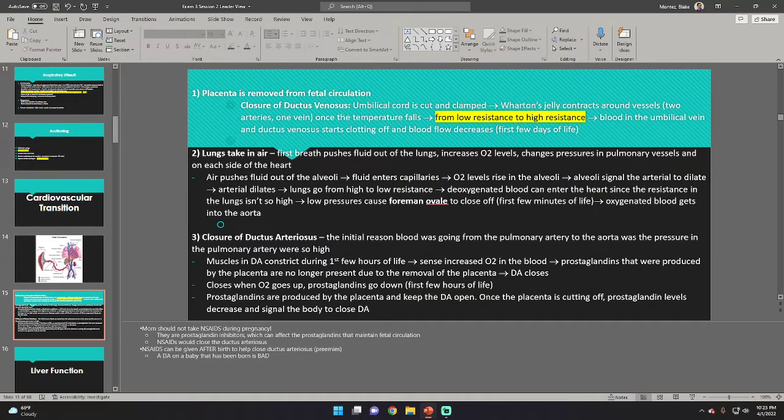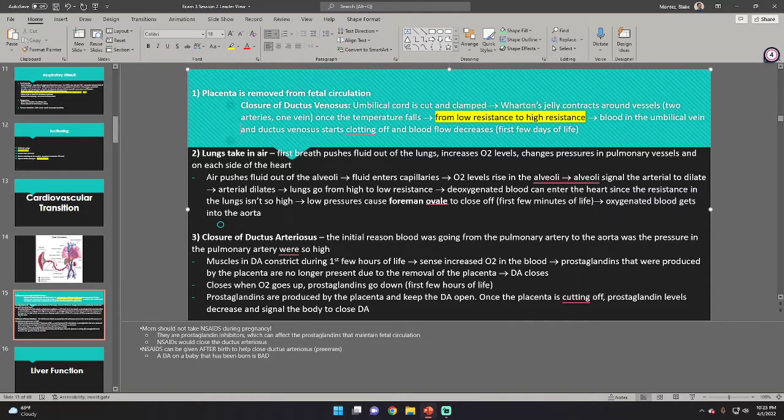Okay. The placenta is removed from fetal circulation, and that's going to be closing our ductus venosus. The umbilical cord is cut and clamped. Wharton's jelly is going to constrict and close around those two vessels. Of course, those vessels are two arteries, one vein. Once the temperature falls, it's going to move from a low resistance to a high resistance. Pretty much wherever high resistance goes, it's not allowing the oxygen to go there. There's going to be blood in the umbilical vein, and the ductus venosus starts clotting off, and blood flow definitely decreases. This happens in the first few days of life.